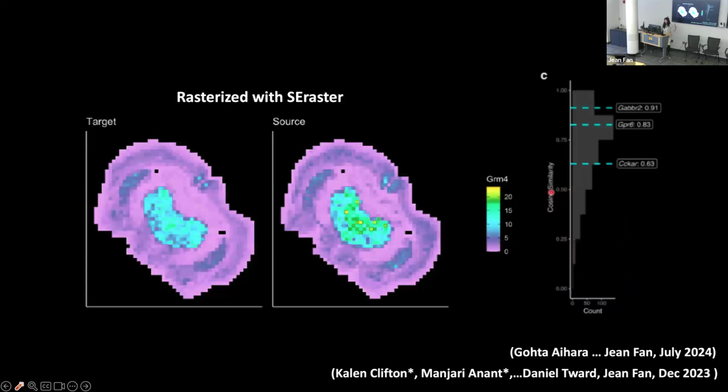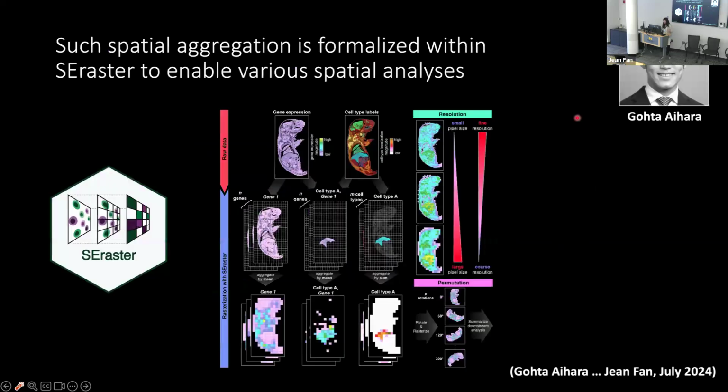But what's useful is, of course, again, keep in mind, we're making measurements for thousands of genes. So we can summarize that across thousands of genes and look at their distribution and compare that for different pathways, different groups of genes, and see if there are some genes or groups of genes that exhibit more consistent similarity than others. So this is something we've sought to formalize a little more in a package called SEraster, led by my student Gota Ihara, who was a postbac, now a PhD student at Caltech. But yeah, he developed an R package that's Bioconductor compatible.